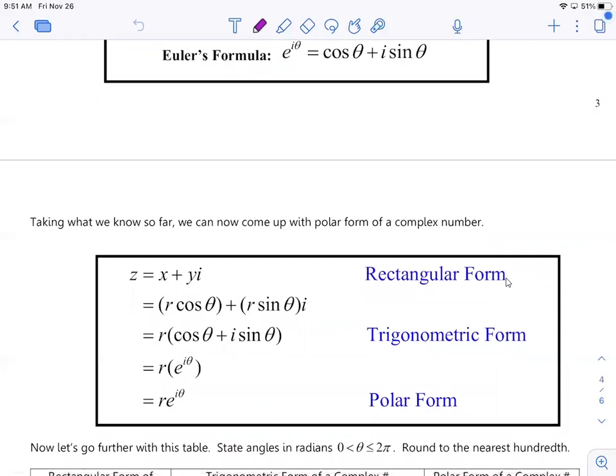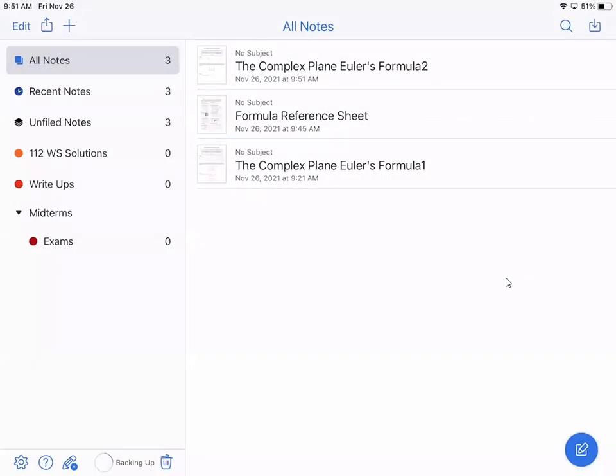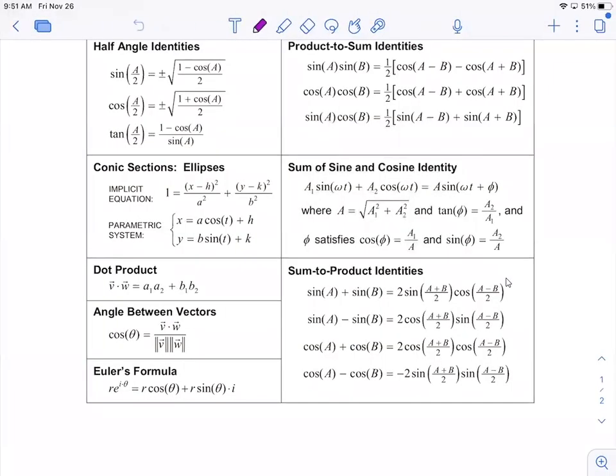And this actually gives us something known as the polar form. You will see it on your reference sheet as Euler's formula. It's just more specifically because we're bringing in the r, and so that's why we notate it as polar form. If I go to that reference sheet, you'll see it right here. Okay, so you don't have to memorize this.